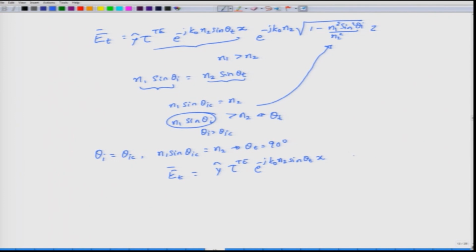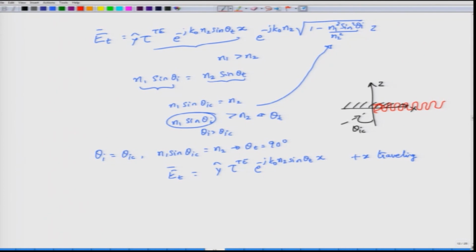This is an expression for an electric field which is now travelling along the plus x direction. Now, what is plus x direction? Well, we had this as the x axis, this was the z axis, this was the interface. So, when the incident angle is exactly equal to the critical angle, the wave that we now have is actually an x propagating wave. This wave is propagating along the x axis, very interesting, right.